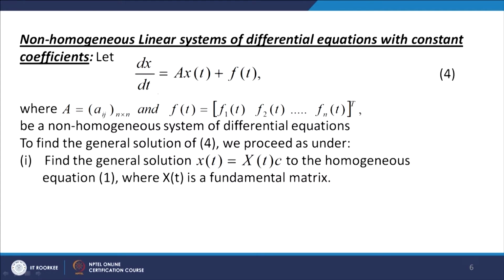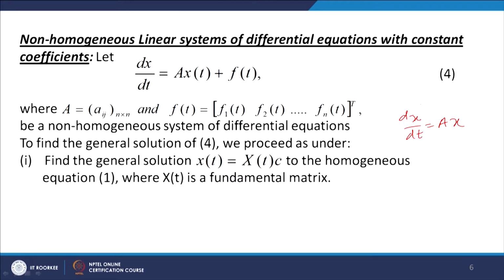So, in order to find the general solution of this equation 4, we proceed in the following manner. First, we find the general solution, which we write as x(t) equal to X(t) into c, of the homogeneous equation 1. So, what is homogeneous equation 1? dx by dt equal to Ax. The homogeneous equation corresponding to the non-homogeneous linear system 4 is dx by dt equal to Ax.